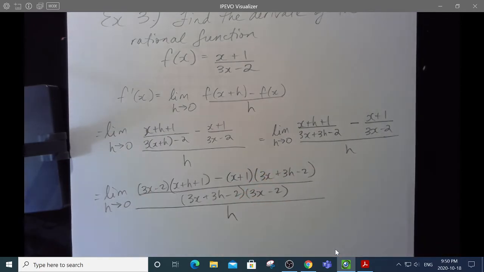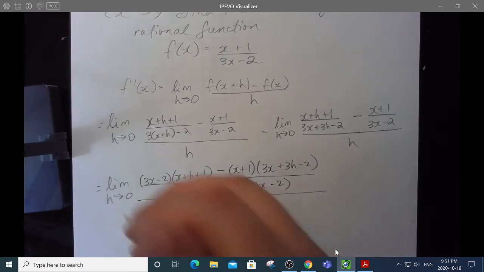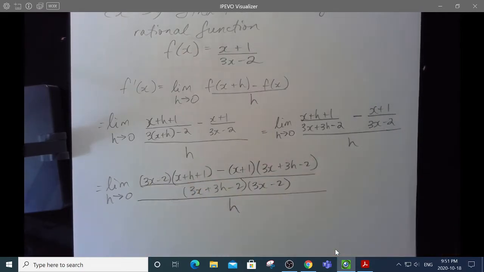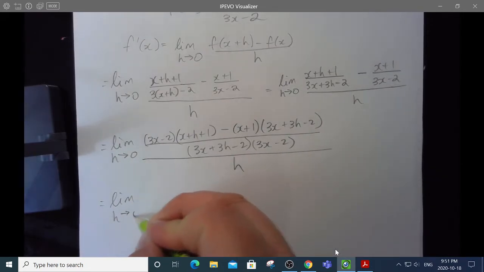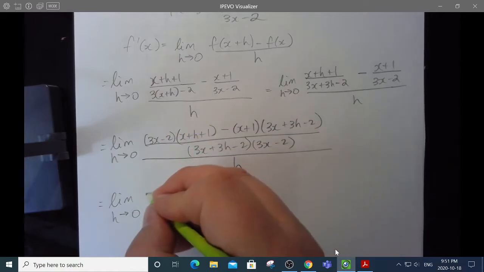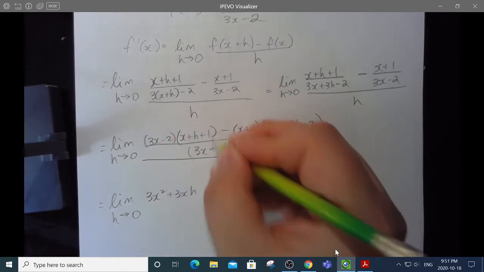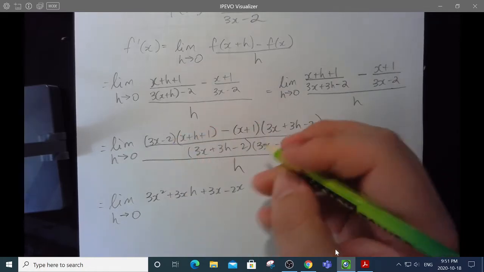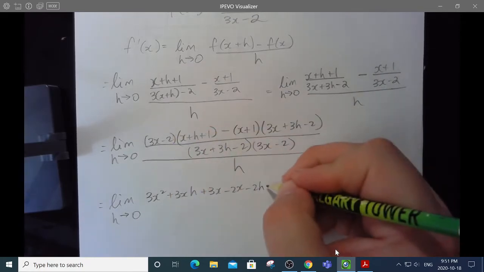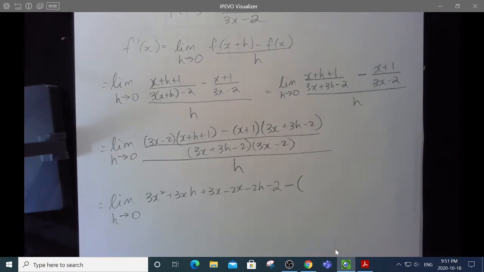Phew, that's a mouthful. Okay, what am I going to do with this? Well, I'm afraid I am going to have to just multiply this out. I'm going to actually have to multiply a binomial times a trinomial. Good thing I'm good at algebra. So the limit as h approaches 0 of 3x times x, 3x squared, 3x times h, 3xh, 3x times 1, 3x, minus 2 times x, minus 2x, minus 2 times h, minus 2h, minus 2 times 1, minus 2, minus, and then I have to do all of that. I'm going to do this in 2 steps so I don't mess it up.